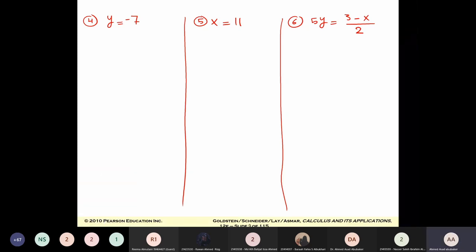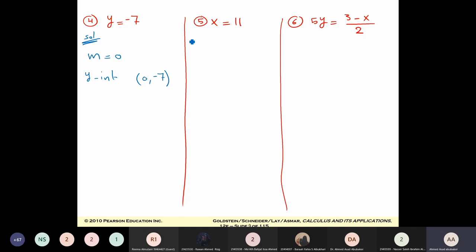The equation number 4, the slope equal what here? If we have y equal a constant, this is a horizontal line, so the slope directly equal 0. And the y-intercept is (0, negative 7). Okay.